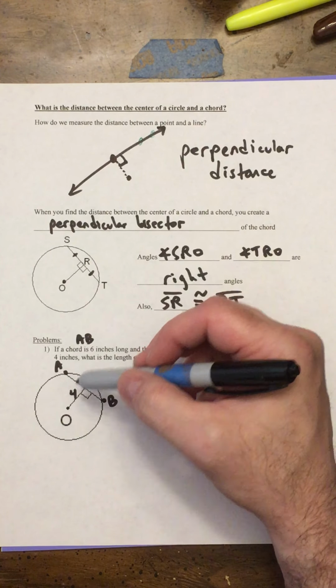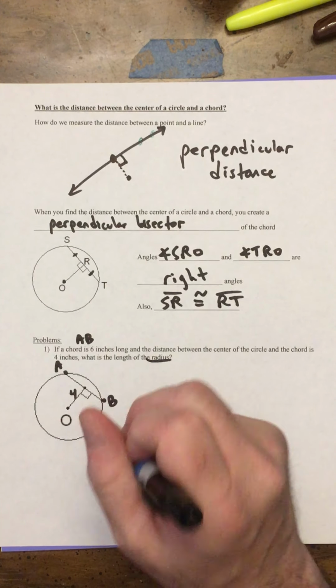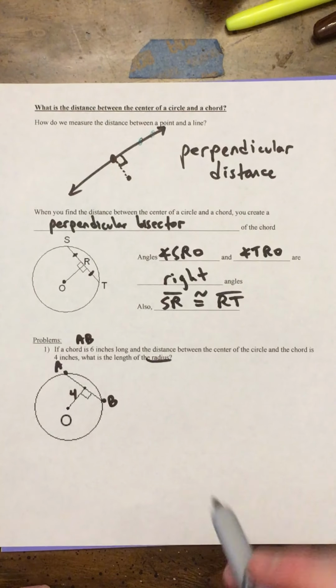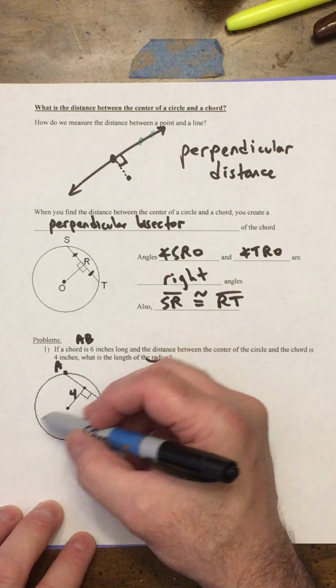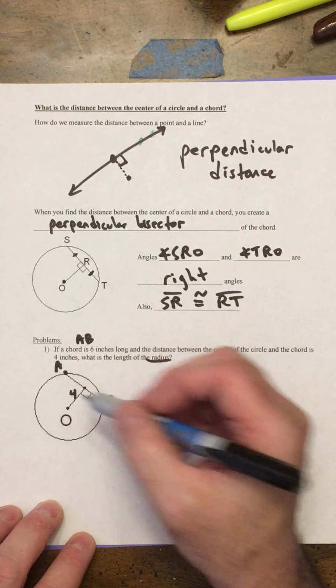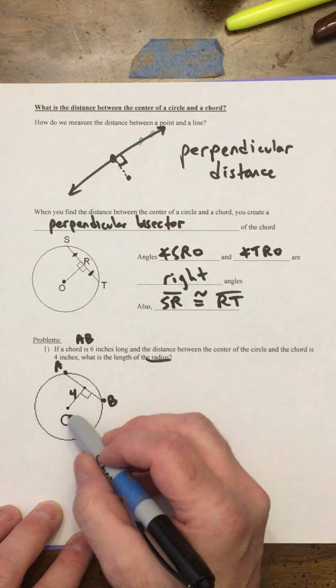Do you think it's O to this point? Actually, there is no radius drawn in this diagram yet. You have to draw the radius in. Now, you could draw a million different radii in here, but there's only two that would be useful to us, either going from O to A or from O to B.